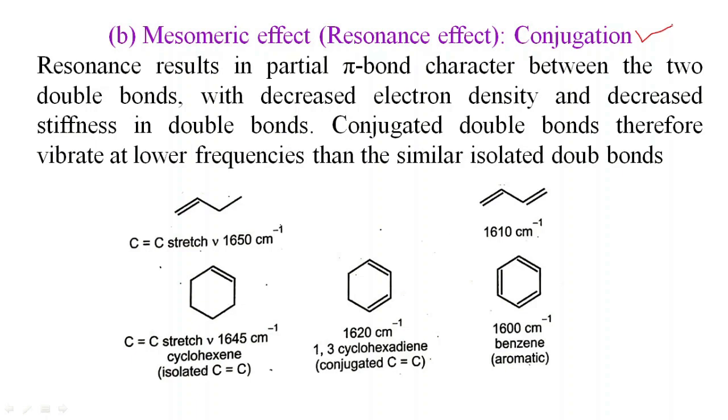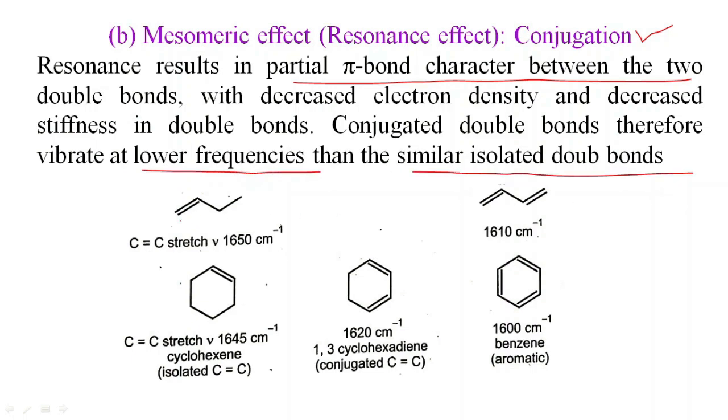Resonance results in partial pi bond character between the two double bonds. With the decreased electron density and decreased stiffness in the bond, conjugated double bonds therefore vibrate at lower frequency than similar isolated double bonds. When it is an isolated double bond, it is 100% double bond. This one is 100% single bond and this one is 100% single bond.